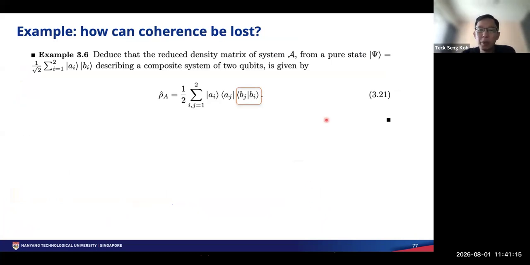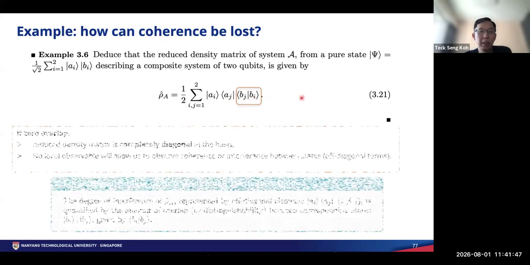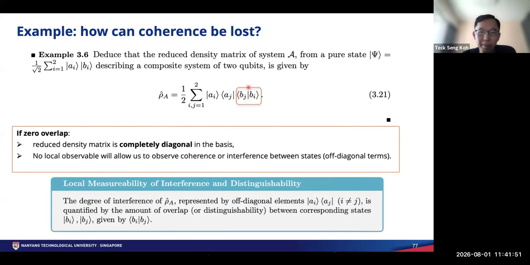But there is an issue when you trace out a subsystem B. This is the reduced density matrix after you have done a partial trace. And it is, again, a matrix with ith row, jth column. In the ith row and jth column, you get a complex number related to the eigenvectors of B. These are two eigenvectors, B_i and B_j. If this overlap, or the inner product, is 0, then your reduced density matrix is completely diagonal. If it is non-zero, then there are some off-diagonal terms. Remember, when we talk about off-diagonal terms, we call it coherence.